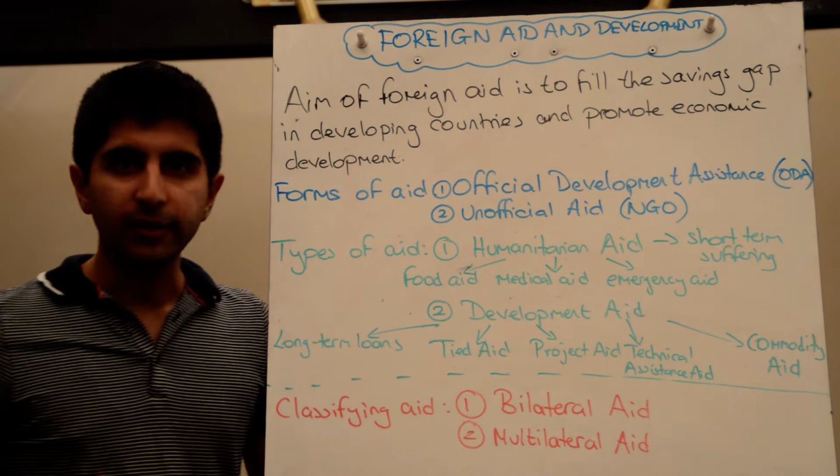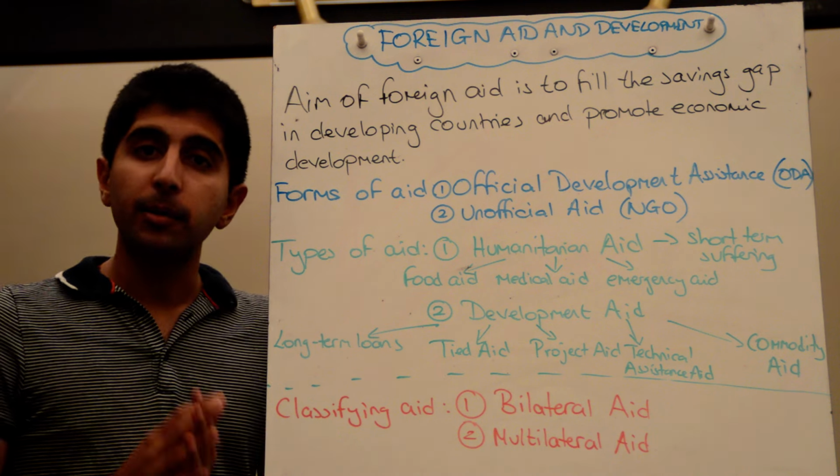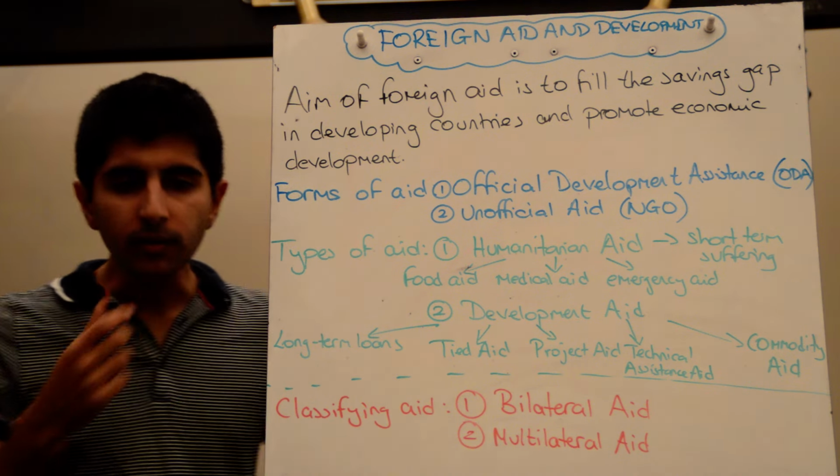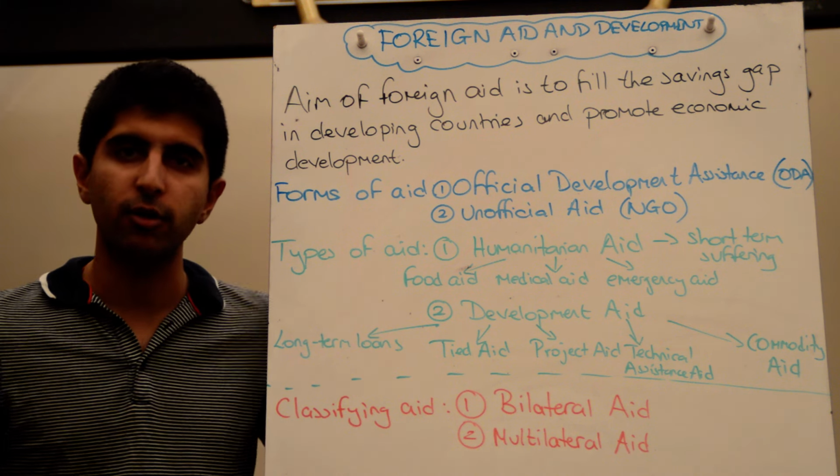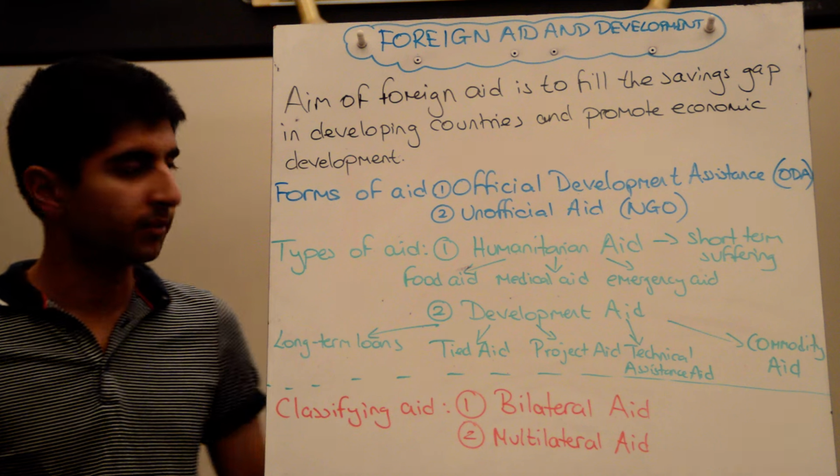Project aid is another form of development aid. The World Bank is a big promoter of project aid, whereby money is given to developing countries specifically for the funding of key infrastructure projects, like building roads, like building bridges.